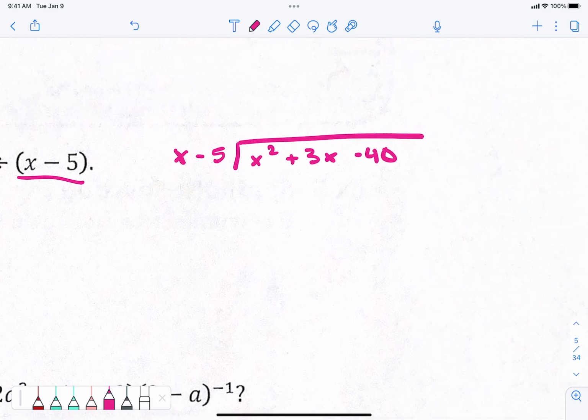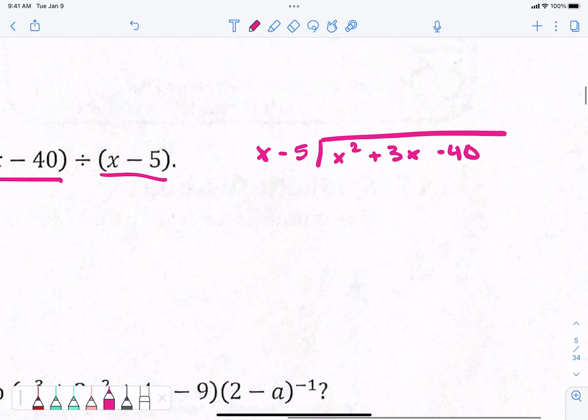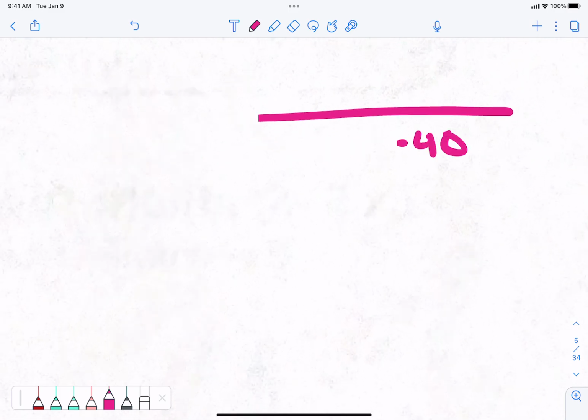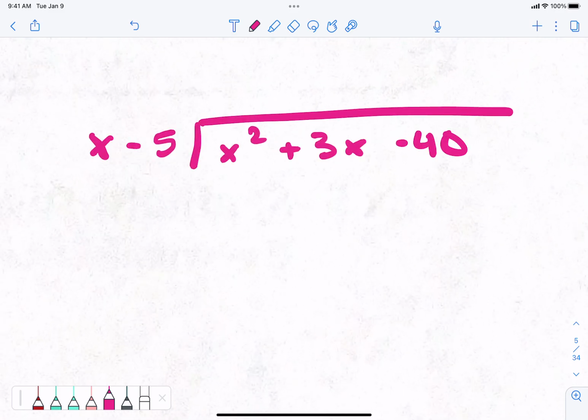Now, the problem that we just did was dividing by a monomial. This right here, x minus 5, is not a monomial. Do you know what it is? It's a binomial because there are 2 pieces. X and 5 are separated. Those are 2 pieces. That's not a monomial. So we have to do this the hard way. We have to do it like this, okay? X minus 5 goes on the outside. Everything else goes on the inside. We're ready to go, okay?